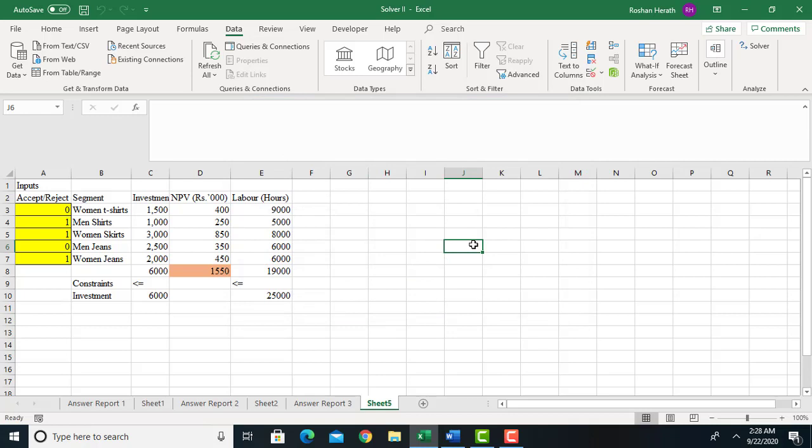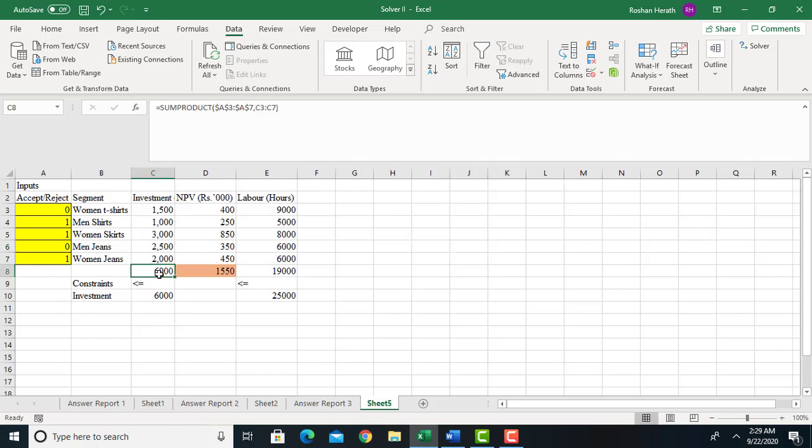So this is the situation. You can accept three projects. The investment used is 6 million, exactly equal to the amount in hand, and the maximum NPV you can get is 1.55 million. So it is the three projects that you accept. This is how we work out the capital budgeting decisions using Solver.